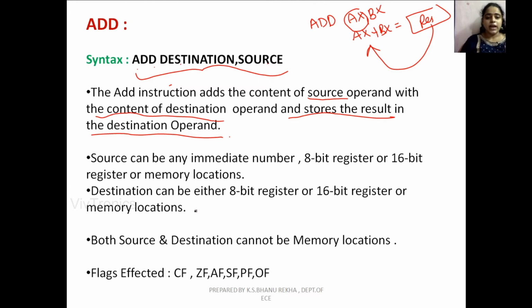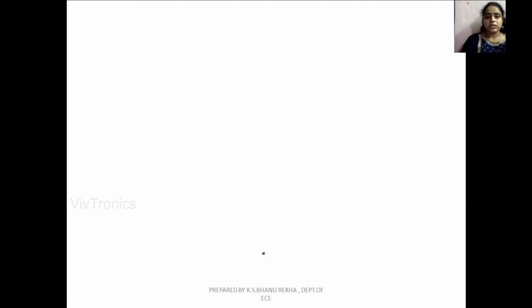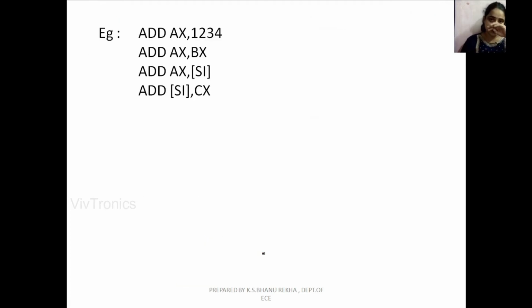The flags that are affected by this ADD instruction are these. All conditional flags, all status flags will get affected: CF, ZF, AF, SF, PF and OF. Now let us see a program and some instructions. So you can see ADD AX comma 1234.